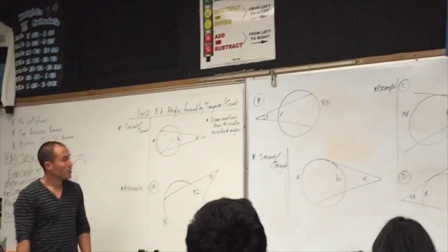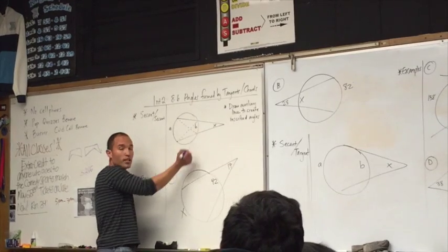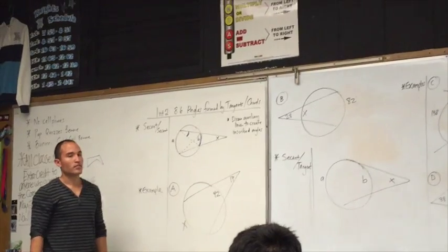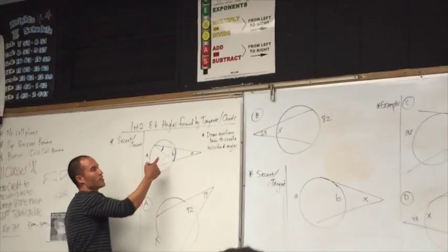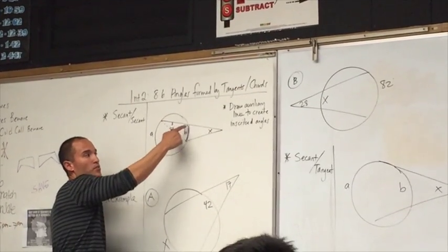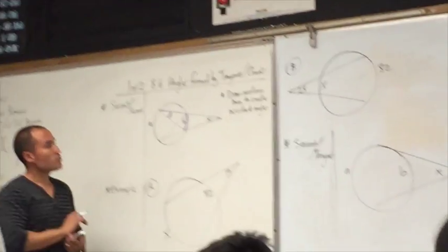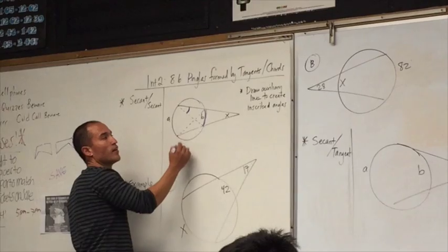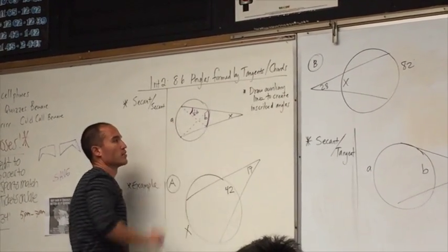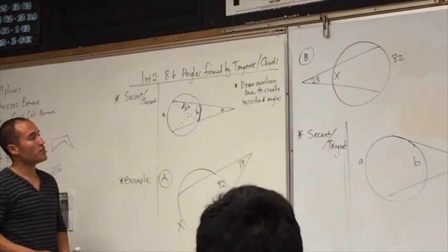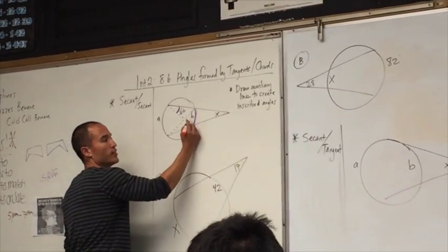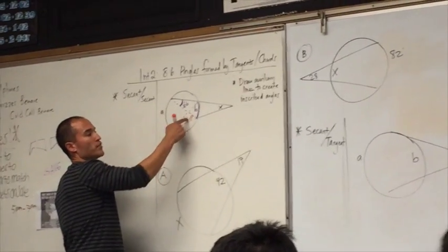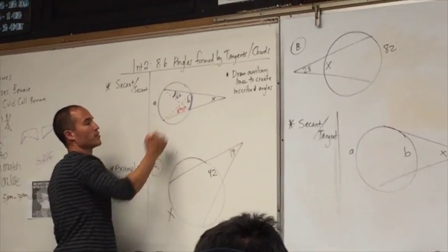Can you guys see how what I just created is an inscribed angle to this arc? So this angle that I just made is inscribed to this arc. If this arc is measured as B, what would be the measure of this angle? Half of B. Now can you also see how this angle is inscribed to what arc? A. So what's the measure of this angle? Half of A.